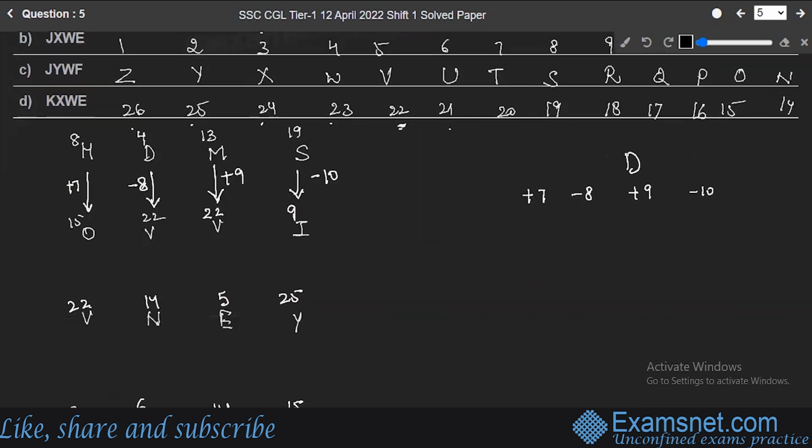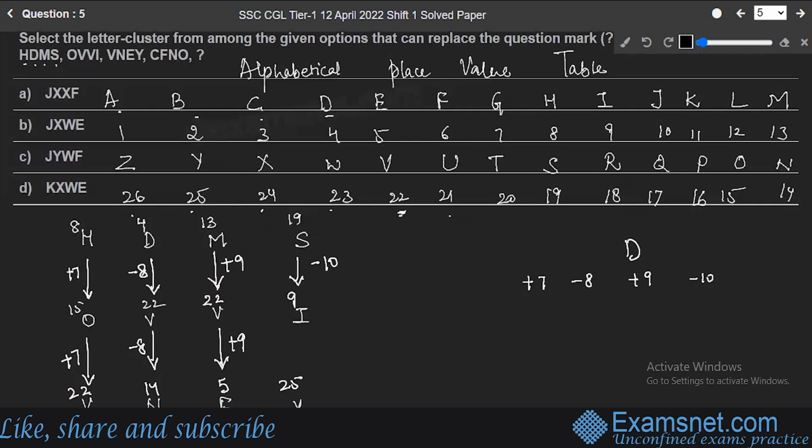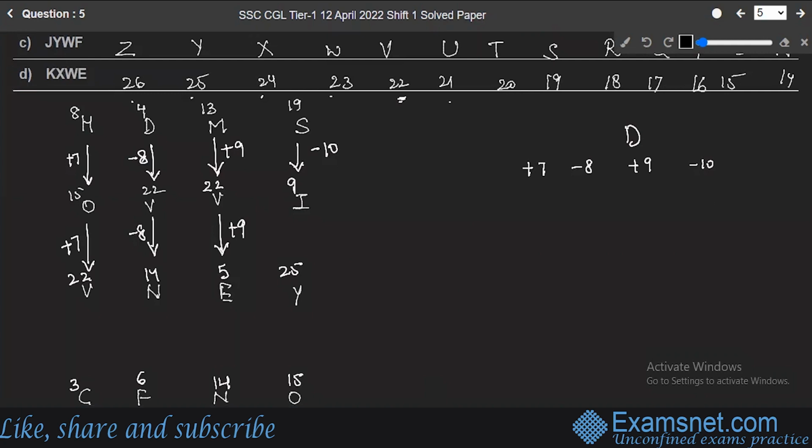Let's see if the same logic is being followed in the rest of the options as well. If I add 7, that's done. If I subtract 8 from 22, 22 minus 8 gives you 14. If I add 9 to 22, this becomes 31. And of course, we end after 26, so 1, 2, 3, 4, 5. This E will be there, which is absolutely correct. From position 9, if I subtract 10 in the backward direction, you will go to the alphabet Y. Same thing: plus 7, minus 8, plus 9, minus 10.